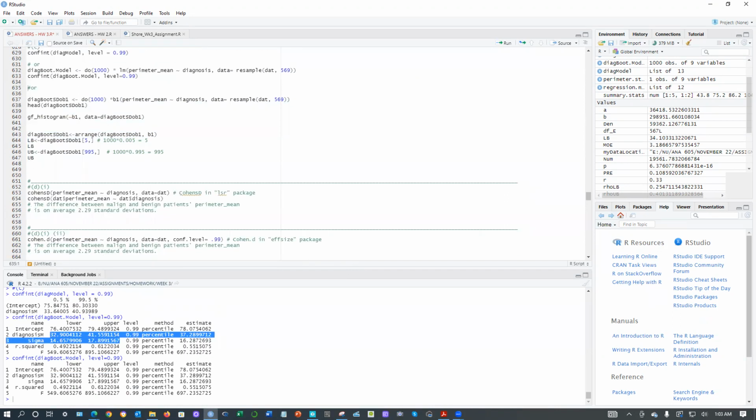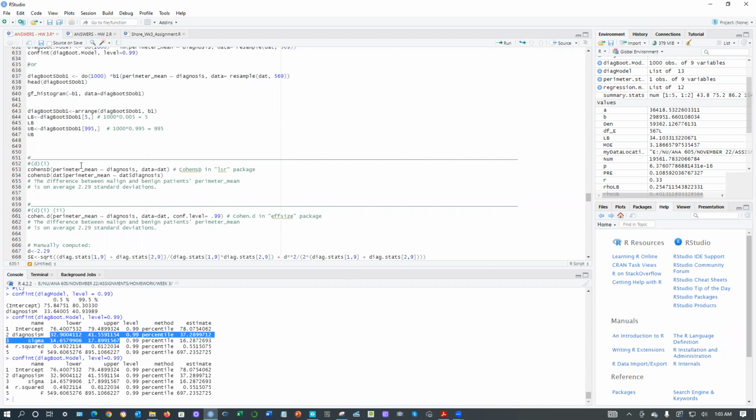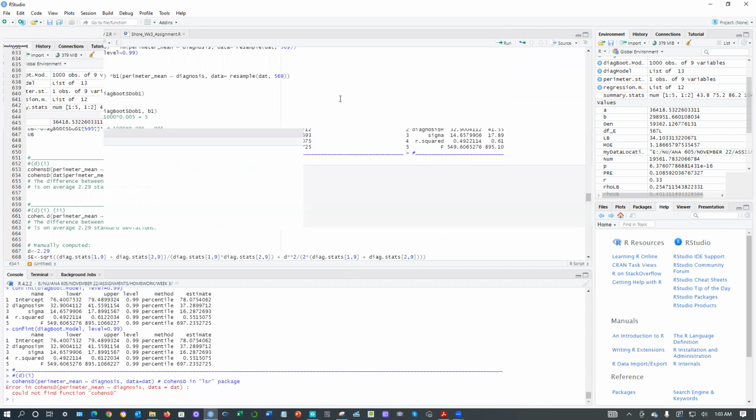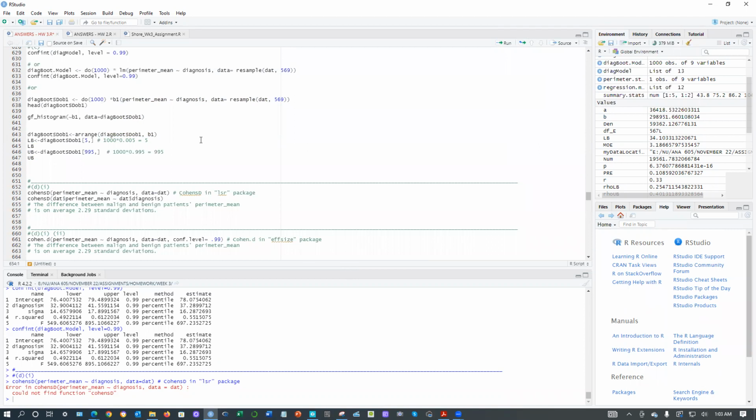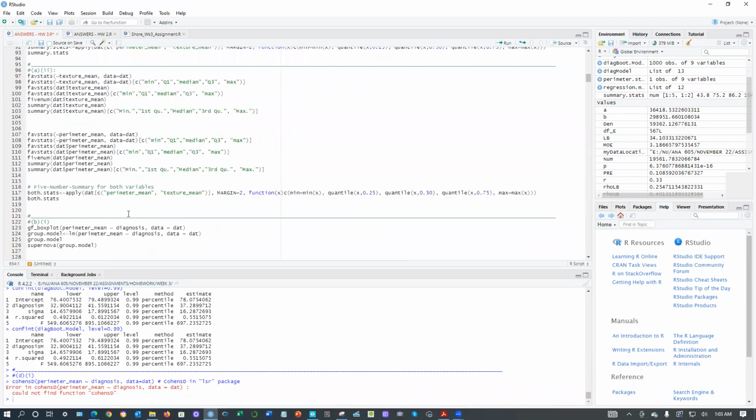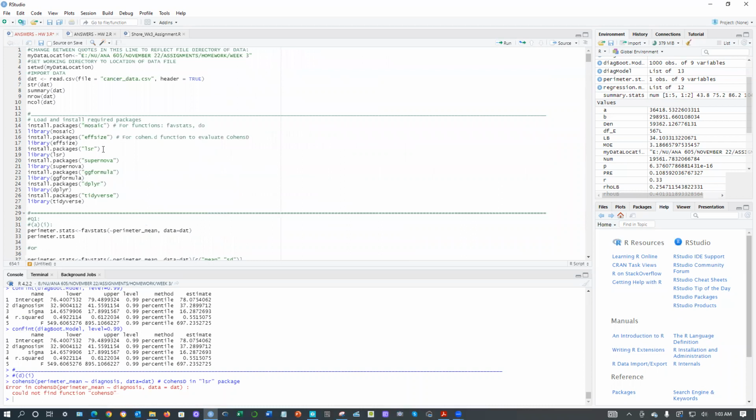And part D. What is the effect size expressed as Cohen's d? Ah, see, Cohen's d, then you can run the Cohen's d. To install that, lsr, for the parameter diagnosis. So then go to this one, mean, and then just put it this way. I need lsr.